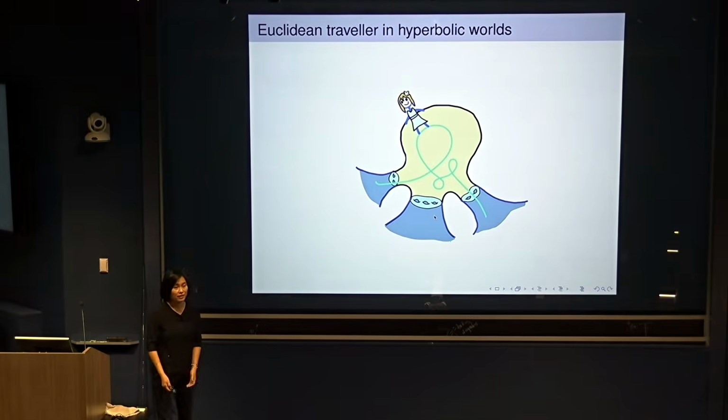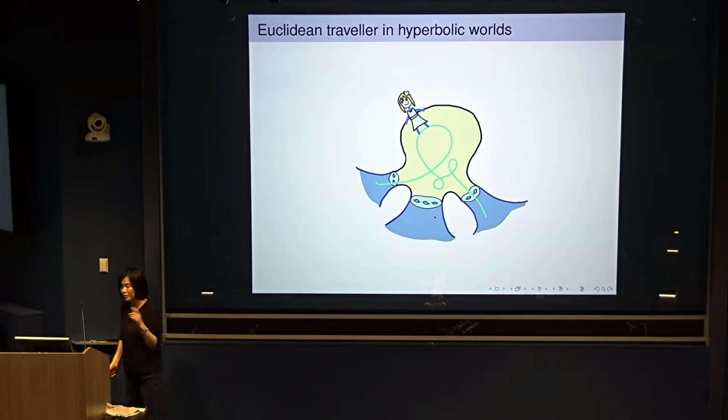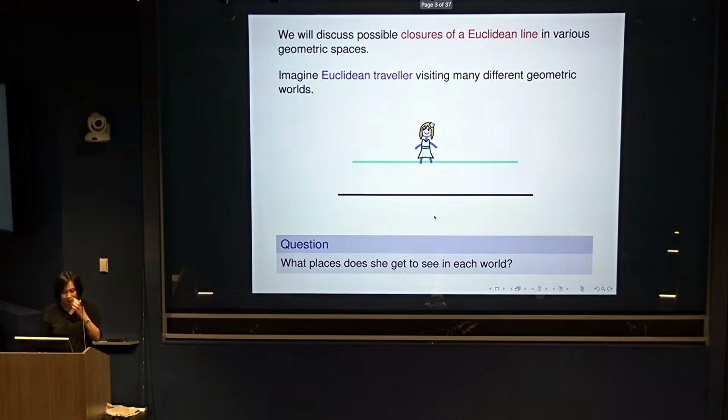So the goal of my lecture is to explain this picture. By the end of my talk, I hope you know what this picture is supposed to mean. There's a little girl traveling somewhere. We'll discuss possible closures of a Euclidean line in various geometric spaces.